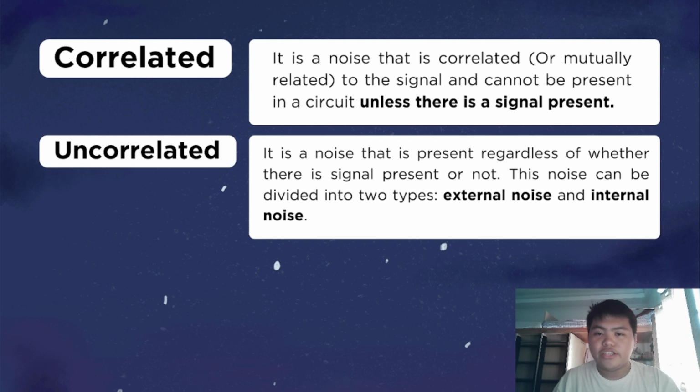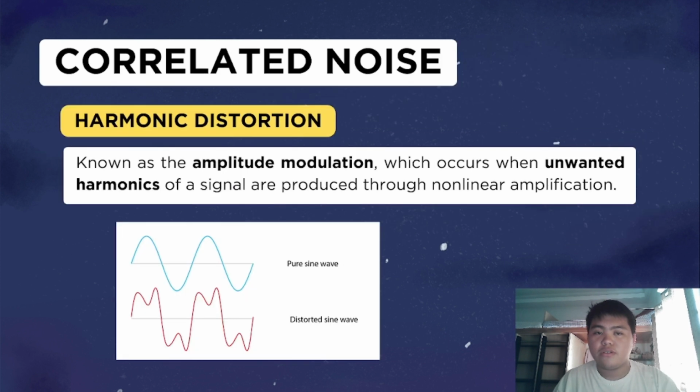Uncorrelated noise, on the other hand, is a noise that is present regardless of whether the signal is present or not. This noise can be divided into two types, namely, external noise and internal noise. So before that, I'd like to introduce first the concept of correlated noise.